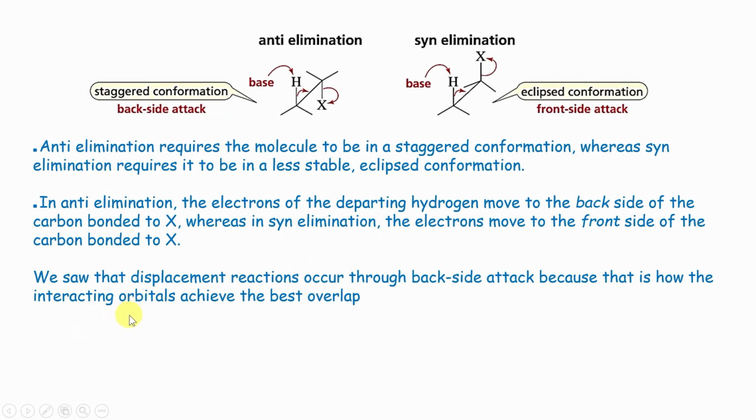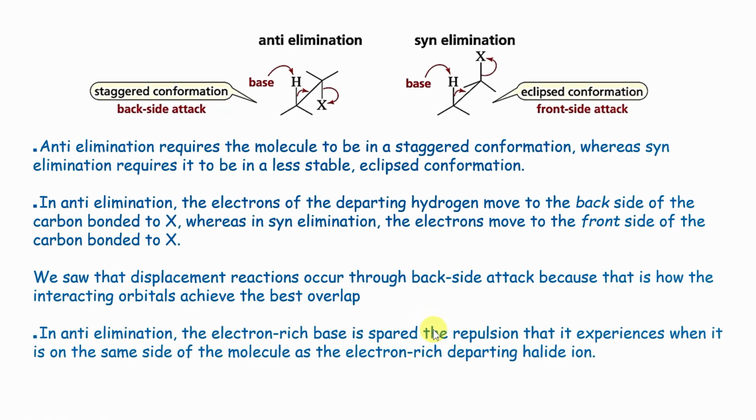We saw that displacement reactions occur through backside attack. Usually the displacement reaction occurs through backside attack because that is how the interacting orbitals can achieve the best overlap. In anti-elimination, the electron-rich base is spared the repulsion, or it can avoid the repulsion that it may experience when it is on the same side of the molecule. That would be the case in the syn elimination, with the electron-rich departing halide ion.